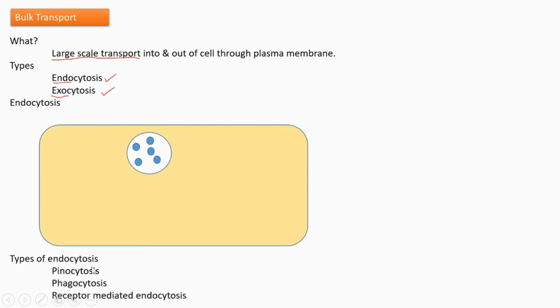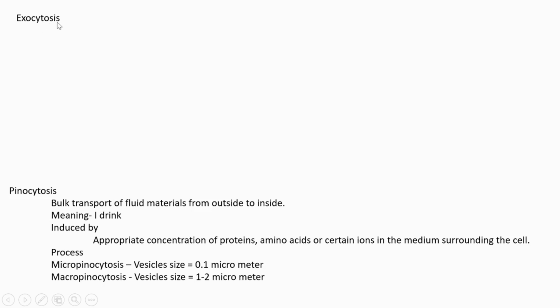Types of endocytosis: endocytosis is mainly of three types, pinocytosis, phagocytosis, and receptor mediated endocytosis. Each one we will learn in the next slides. Exocytosis I am explaining here.